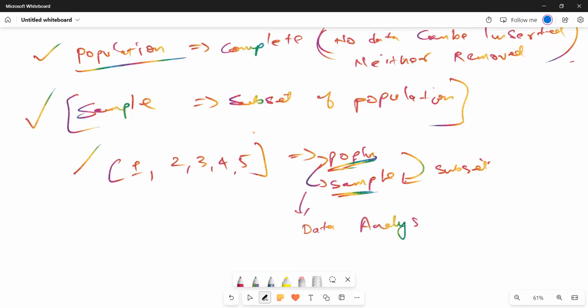You'll understand what exactly is the difference between samples and population and how you're going to select whether you have to work taking your data set as population or you have to work by taking your data as samples. All right. So this is the difference.